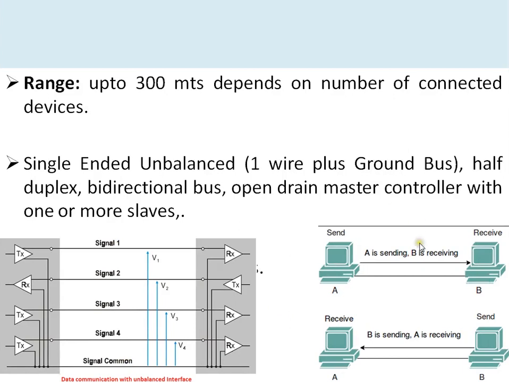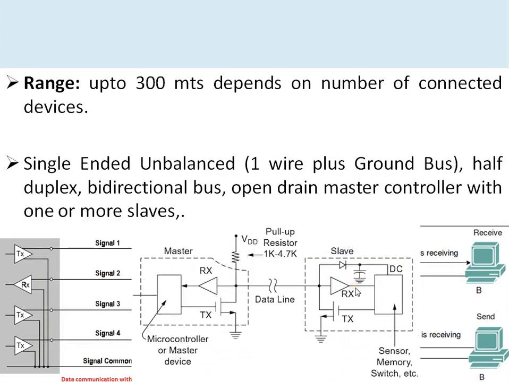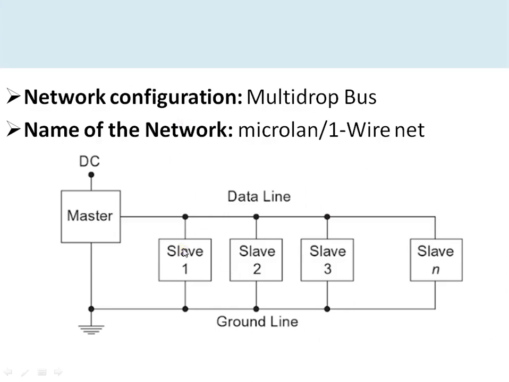So this is the half duplex communication. A is sending and B is receiving at that particular time, and afterwards B is sending and A is receiving. At a time only one device will access the bus. And this is the open drain pin, so an external pull-up resistor needs to be connected like this. So this number of slaves can be connected. This is known as multi-drop configuration, and the network is known as microLAN or one-wire net when a larger number of slaves are connected to the master.